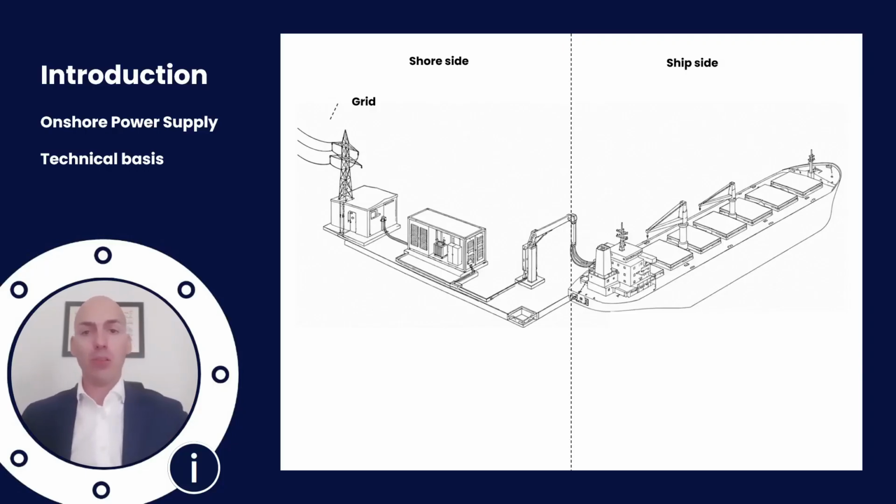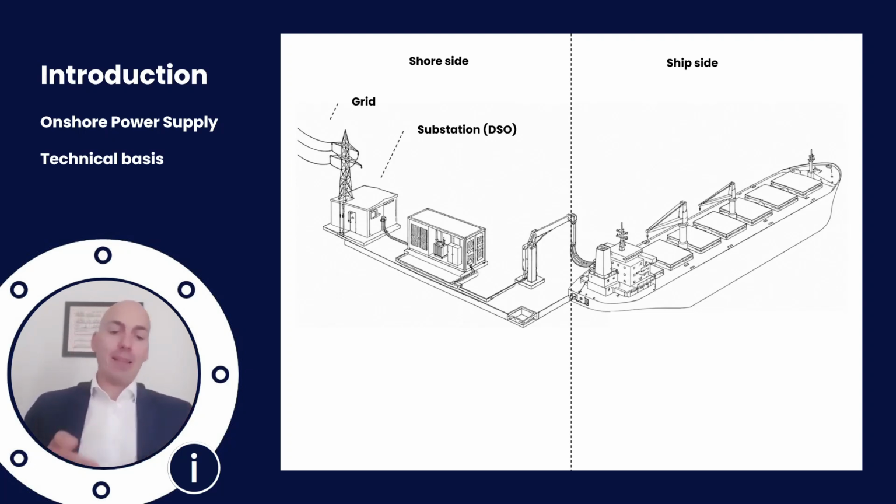And the grid in Europe is 50 Hz, and typically on a ship side it's 60 Hz, which can cause some challenges. Then power typically comes at a site or terminal through a substation, which is owned by the distribution system operator, typically the local, typically medium voltage onshore, but high voltage for the ship, but at least the local provider of the electricity network.